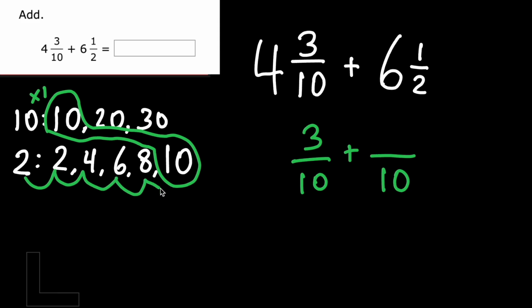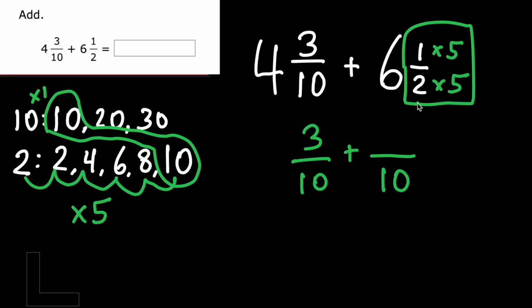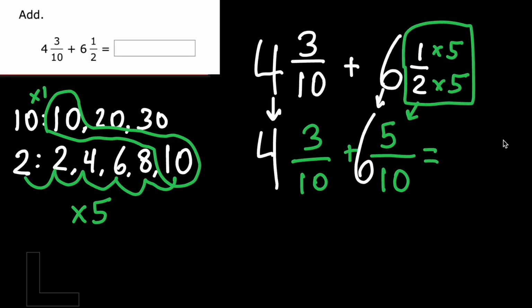But since 2 times 5 makes 10, we need to multiply the top and bottom of 1/2 by 5 to make 5/10. Now we can reinsert our whole numbers and solve, starting with the fractions. 3/10 plus 5/10 equals 8/10. And 4 plus 6 equals 10, so our final answer is 10 and 8/10.